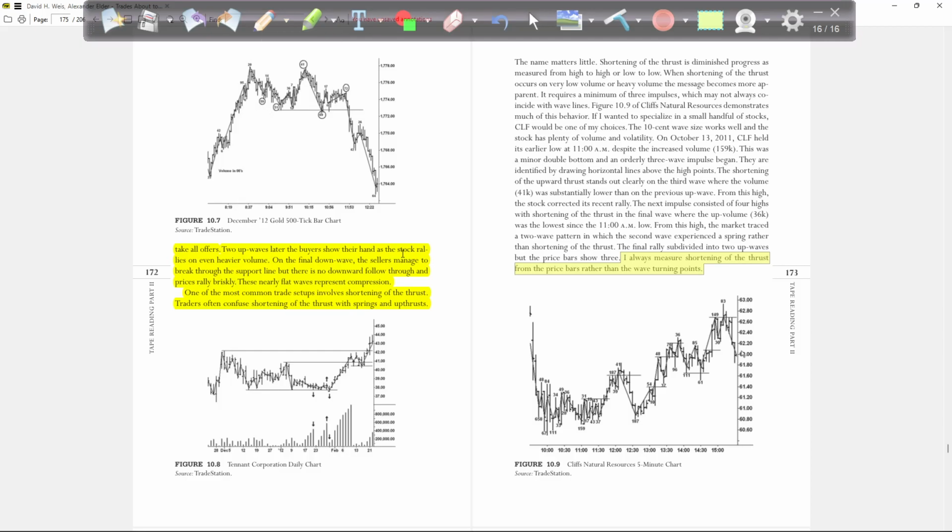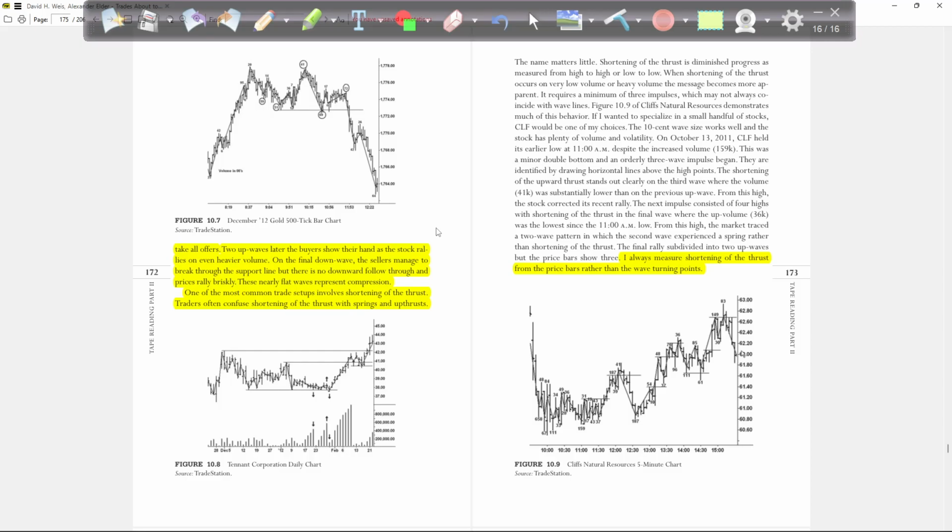So what does it mean? It could mean two things actually, because shortening of the thrust could be measured by the number of individual bars which is going on. So like earlier we have seen, it took 50 minutes to form this wave, and the result was less, right? So that could be one point for identifying the shortening of the thrust.